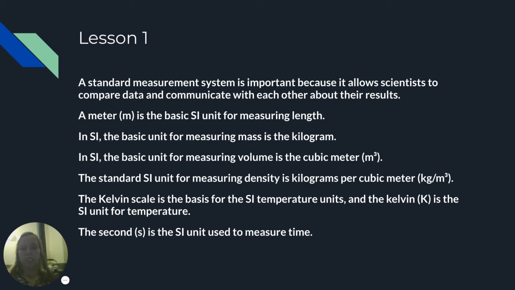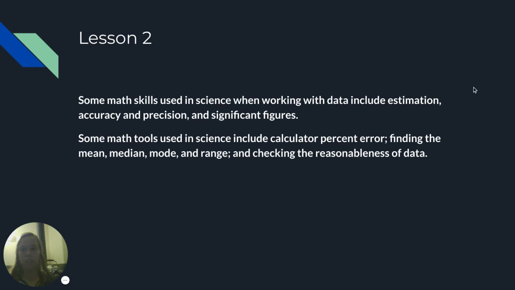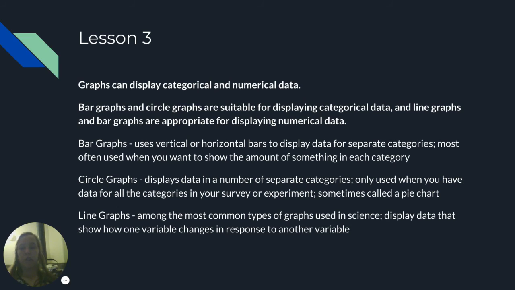The Kelvin scale is the basis for SI temperature units, and the Kelvin, capital K, is the SI unit for temperature. The second, abbreviated S, is the SI unit to measure time. From lesson 2, some math skills used in science when working with data include estimation, accuracy and precision, and significant figures. Some math tools used in science include calculator, percent error, finding the mean, median, mode, and range, and checking the reasonableness of data.